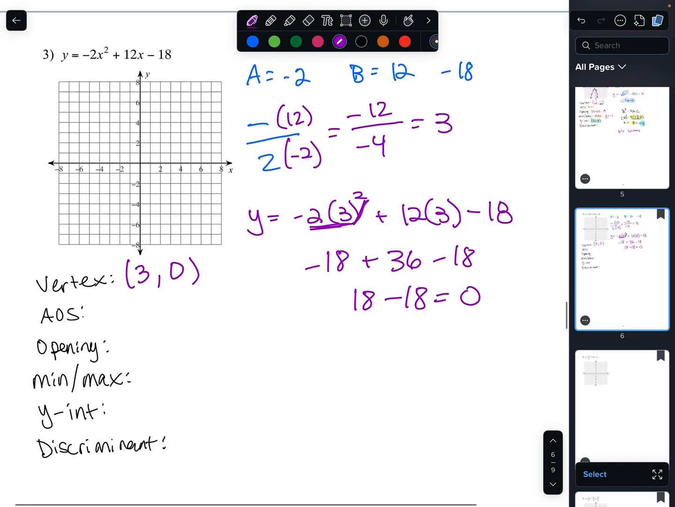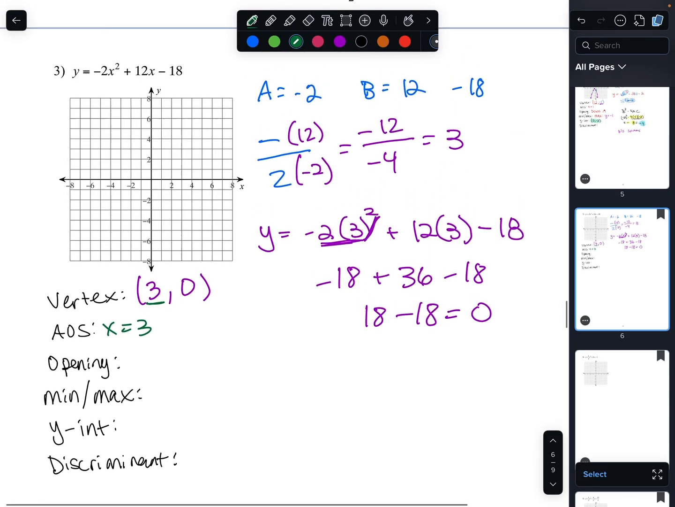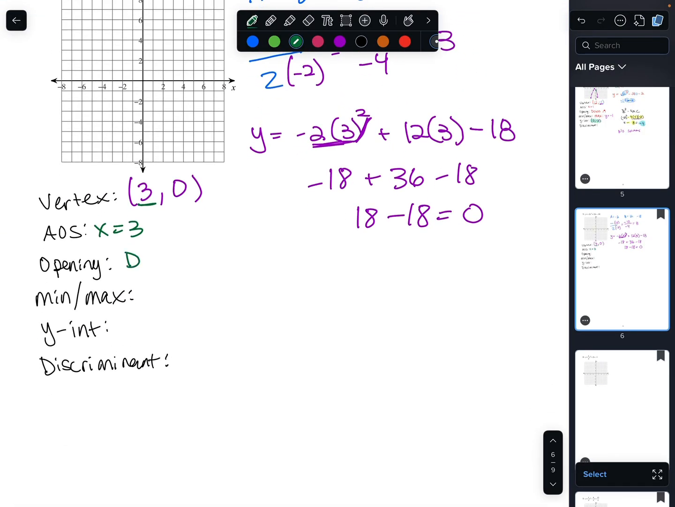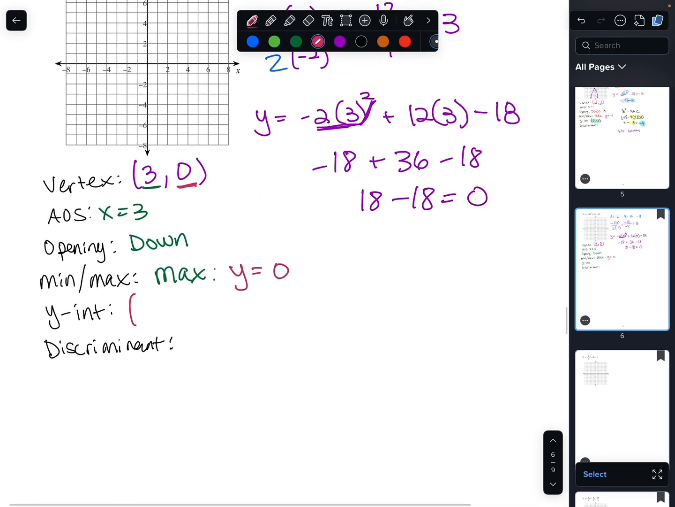Now that we have that, we can go ahead and figure out most of the other stuff. Our axis of symmetry is right here. X equals 3. Our opening, because our A is negative, is going to open down. And anytime it opens down, that means we automatically have a maximum. But where is the maximum located? At y equals 0. My y-intercept is going to be at 0, -18. Although you may not see it on the graph, that's where it'll cross.